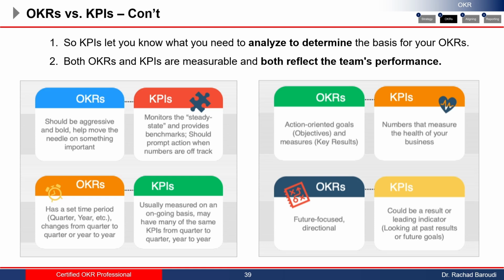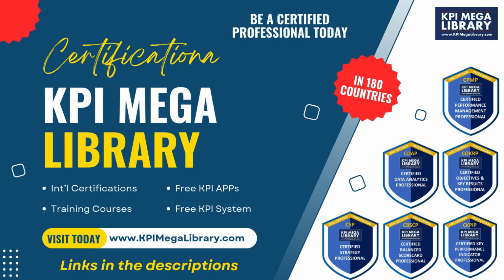Also, OKR is future focused and directional. It focuses everything on the future. Meanwhile, KPIs could be both. They could really reflect the history, maybe many years back of history on the KPI, while also focusing on the future.